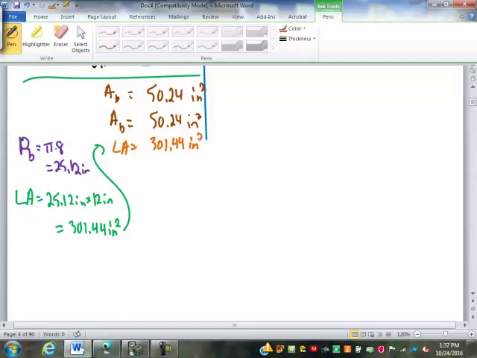Does that look right? Okay. So we add that all up, we get 401.92 inches squared as our surface area.